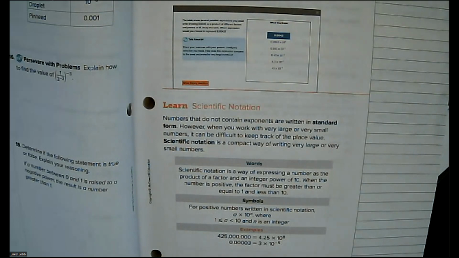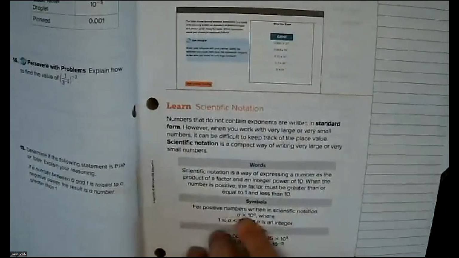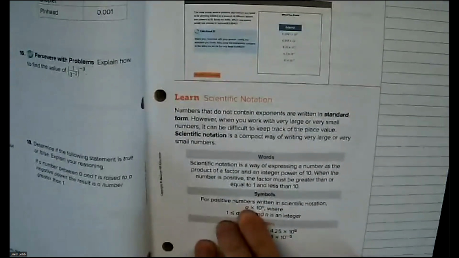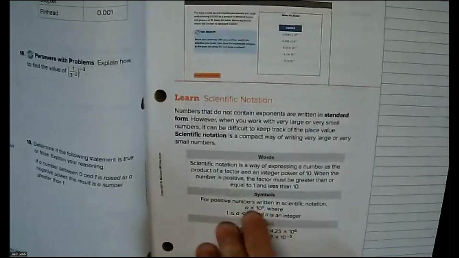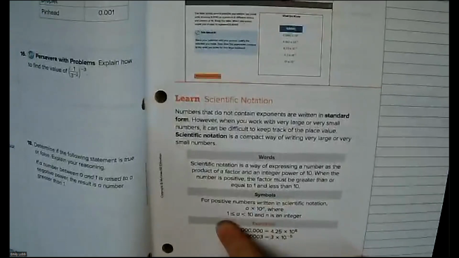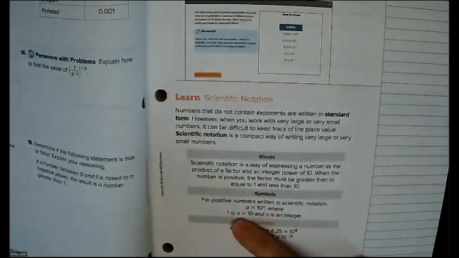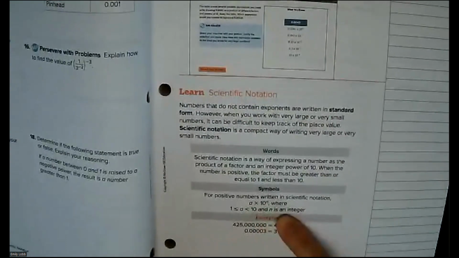So scientific notation is a way of expressing a number as a product of a factor and an integer power of 10. So that's a lot of words. When the number is positive, the factor must be greater than or equal to 1 and less than 10. So there's something in the ones place, then a decimal, and then digits after that. For positive numbers written in scientific notation, we would write it as a times 10 to the n, where a is greater than or equal to 1 but less than 10, and n is an integer.